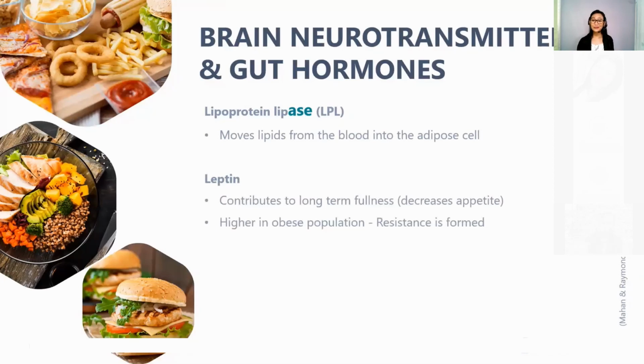Surprisingly, higher sa mga obese population to yung leptin. But nagkakaroon sila ng resistance, nade-develop ang resistance. Kaya na-override din tong leptin.